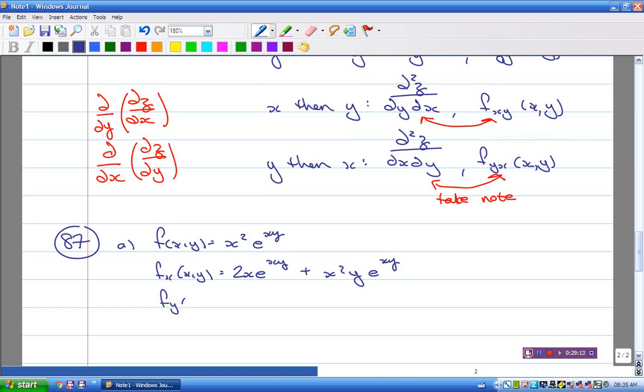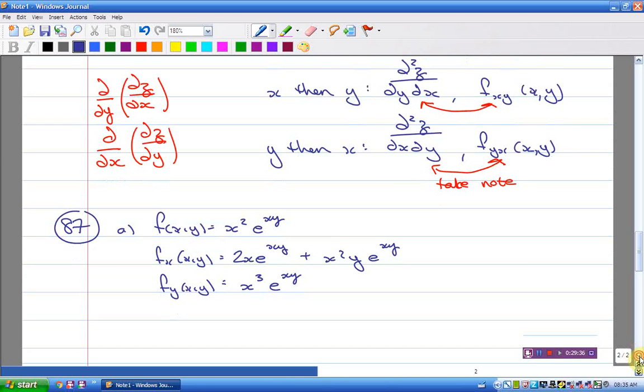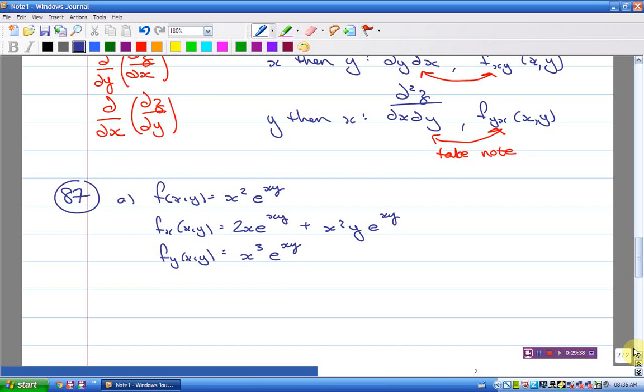What about the y derivative? Well, the y derivative doesn't see that as a product rule, because x squared is not a function of y. It's just some fancy looking constant as far as y is concerned. So we don't need product rule. We're just going to get x cubed e to the xy, because the derivative of e to the xy from y's point of view is x times e to the xy. Everybody happy with that?